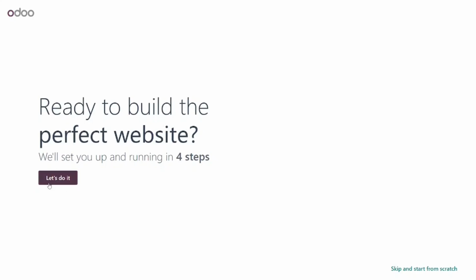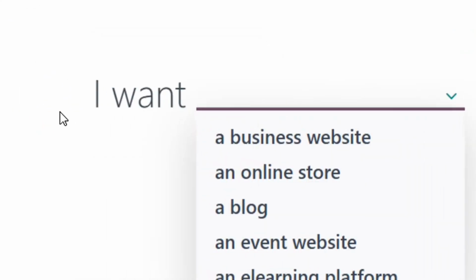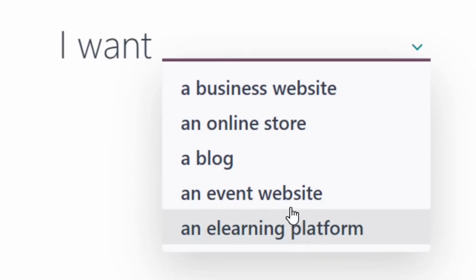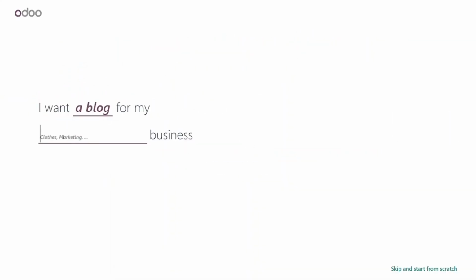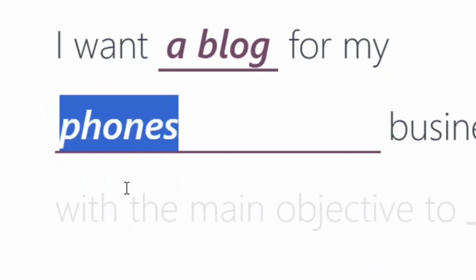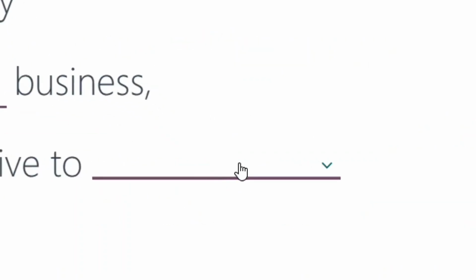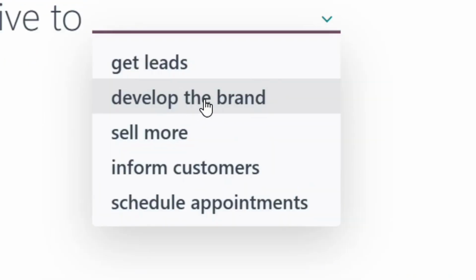Over here, click on let's do it. Then they are asking you what you want. Simply select a blog. Let's select a blog, and then they are going to ask you what for. I'm simply going to choose phones, so I'm going to use the blog to blog about phones. Then over here for your primary objective, I'm simply going to select develop the brand.